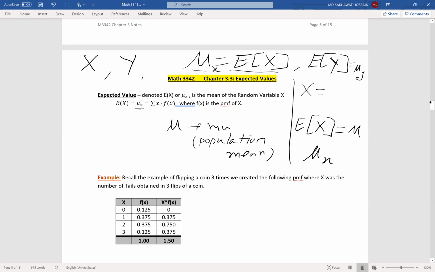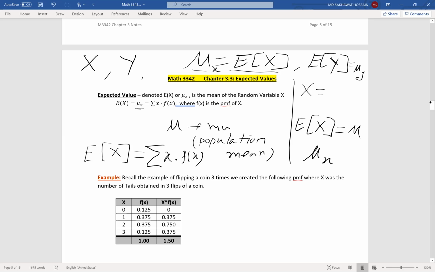So the expected value of x is mu x, and for a discrete random variable, the expected value of x is the summation of x times f of x. What does it mean? You multiply each value of x with its corresponding probability, and after multiplying all the values of x with their corresponding probabilities, you add them together, and that's the expected value.